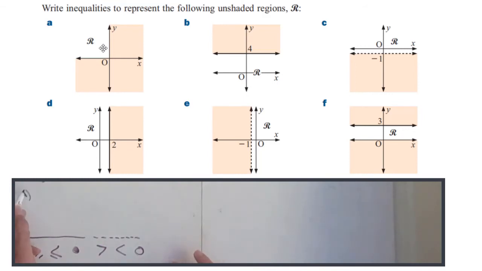So for part A, you're going to have, well, x needs to be less than or equal to 0. I know it's less than or equal to because it's a solid line. And y needs to be greater than or equal to 0.